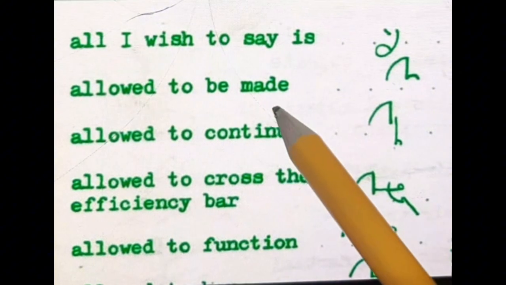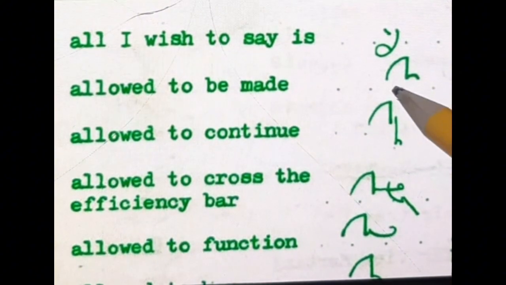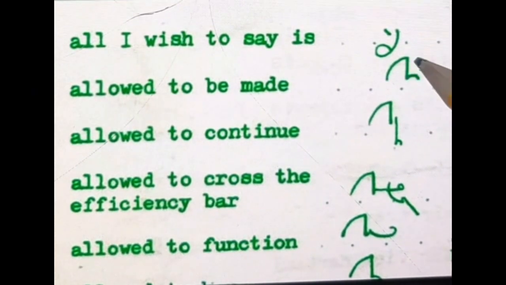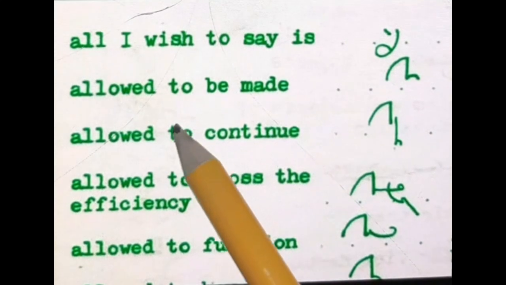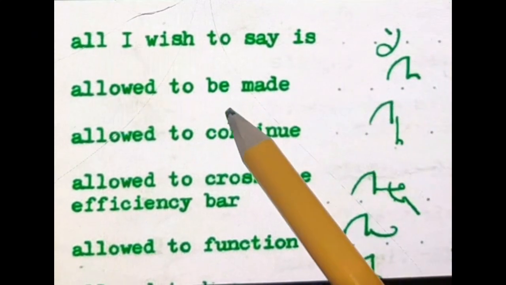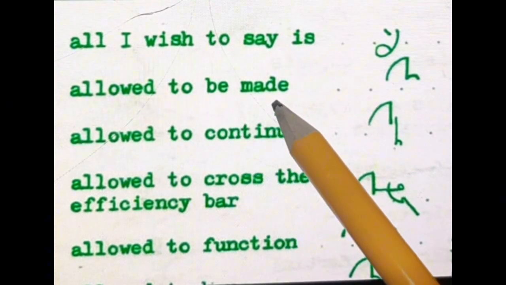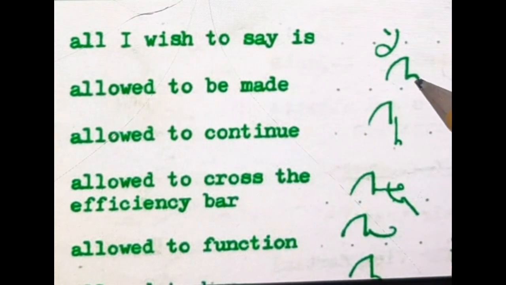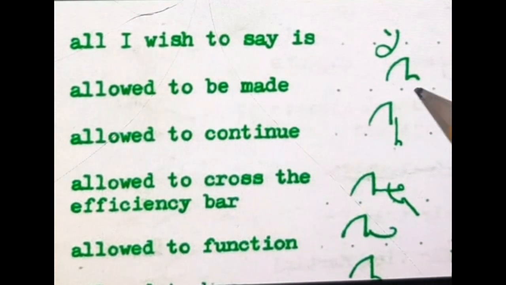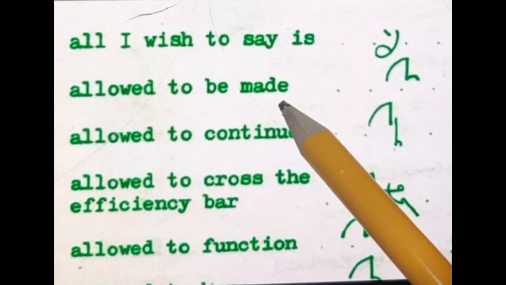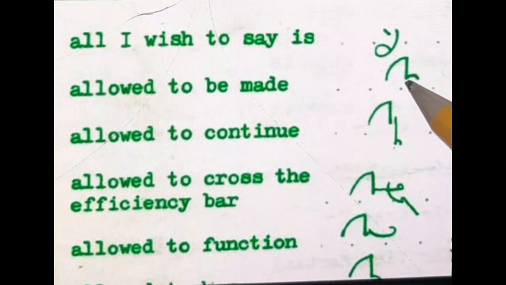Next allowed to be made. Allowed. This is L circle. This is T stroke. This stroke and L stroke shows allowed. To be omitted. Next made. This is M circle which shows a made. This M circle is a half because we team right in M stroke.